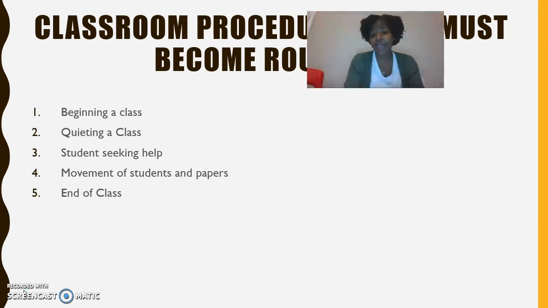Movement of students and papers. How do you pass out papers? How do students move around in the classroom? Are they just up, walking for no reason? Or are they moving with purpose? And then the same thing as the beginning of class, what are you doing with the end of class? Where's your exit ticket? How are they lining up? What do they do with the pencils if they are staying in the classroom? Papers if they're staying in the classroom? Their backpacks? Things of that sort. Everything must have a procedure that eventually turns into a routine.